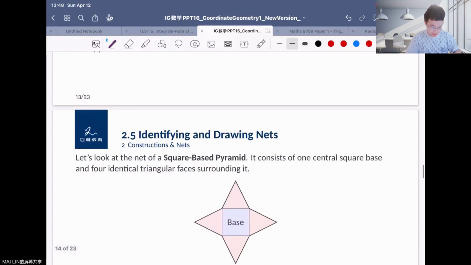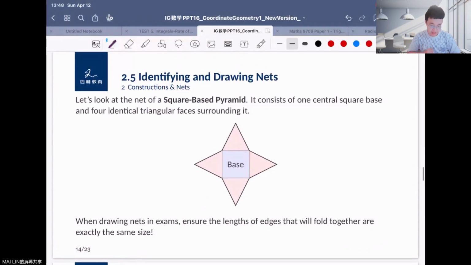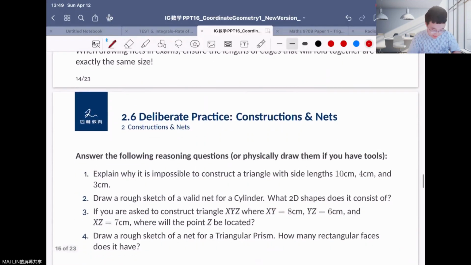Let's talk about drawing a net. Here you can see a square-based pyramid. In the center is the base of the pyramid, and there are four side areas. If you fold it, you form the base and the four sides. That is how we can identify it and draw it. You can use paper to fold a lot of examples, which can help you think about how to draw nets.